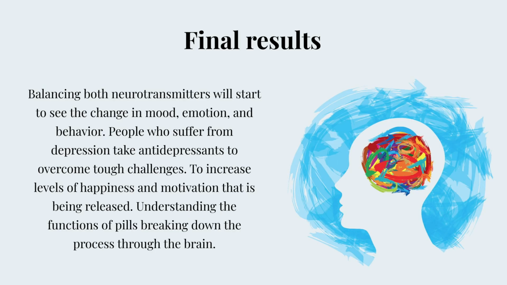Final thoughts: neurotransmitters like serotonin and dopamine are mainly the basis of antidepressants, because people take these to feel better about themselves, to overcome depression, and to overcome tough challenges, to release new energy, more happiness, and motivation. And understanding how these two neurotransmitters break down in the brain to release all this energy is absolutely mind-blowing.